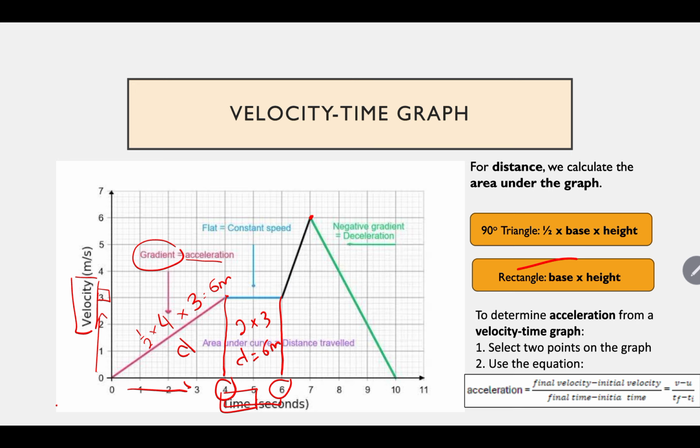what I'm going to do is final velocity minus initial velocity over final time minus initial time. My final velocity was 3. My initial velocity was 0. So 3 minus 0. My final time was 4. My initial time was 0. So 4 minus 0. So it's going to give me 3 over 4. Of course, you need to convert this to decimal because in physics, we always keep our answers in decimal figures.